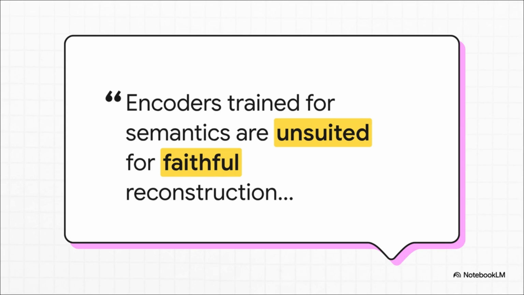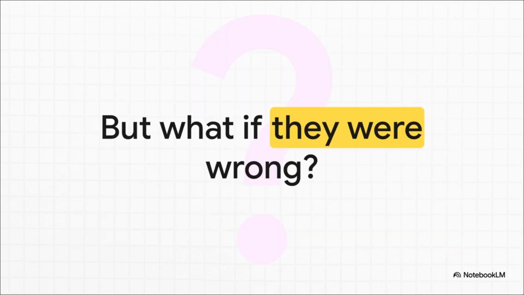You can either have an autoencoder that's really, really good at understanding the meaning of an image, the semantics, what it's all about, or you can have one that's amazing at perfectly recreating all the pixels. But you couldn't have both. It was an either-or situation. But what if that was just wrong? What if everyone had it backwards?